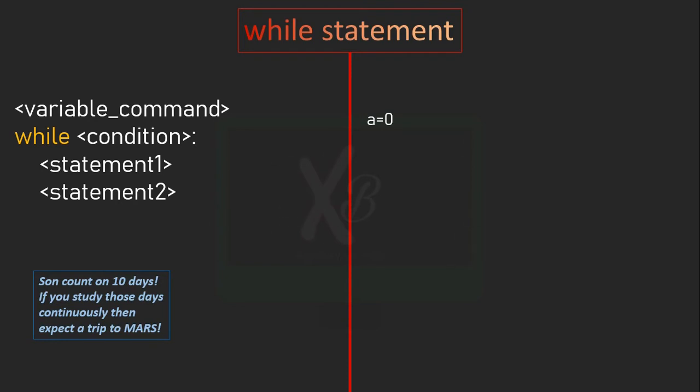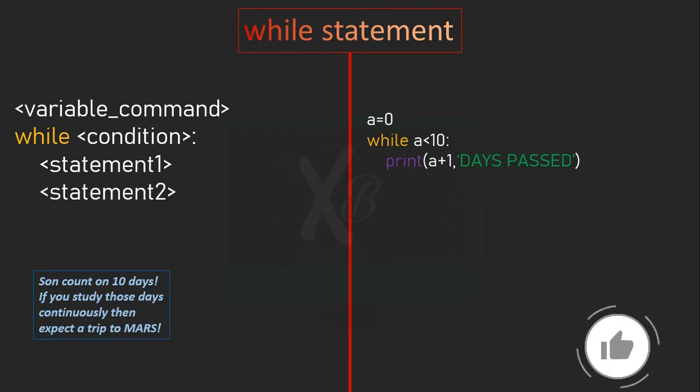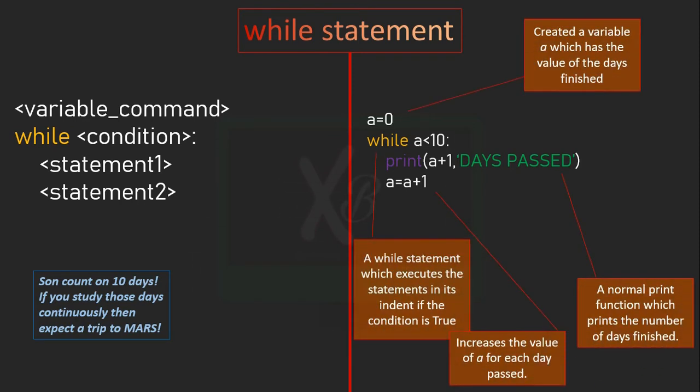First of all, I'm going to take a variable a is equal to 0. What is a is equal to 0? I'm going to say that later on. And then we have this condition, while a less than 10. Why I'm saying a less than 10, I'll tell you why. Then print a plus 1 days passed. All right, a plus 1 days passed. And then we're going to have a is equal to a plus 1. That's all.